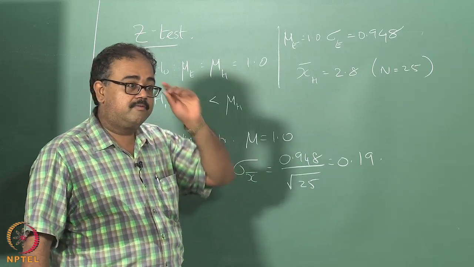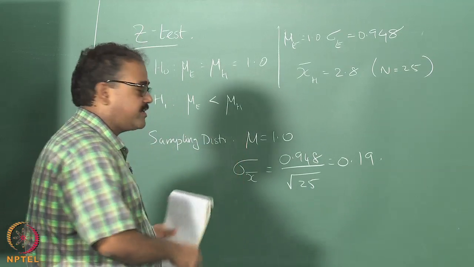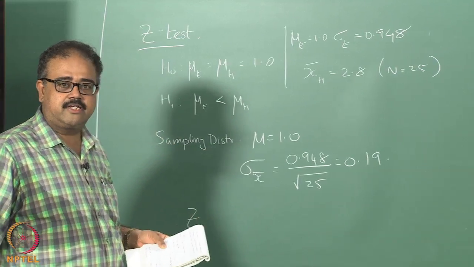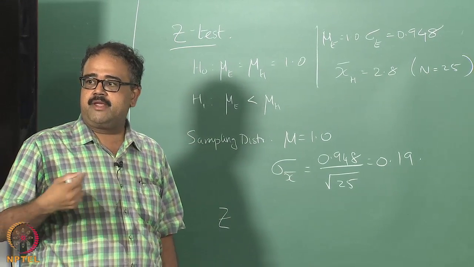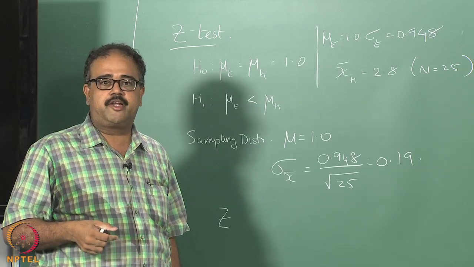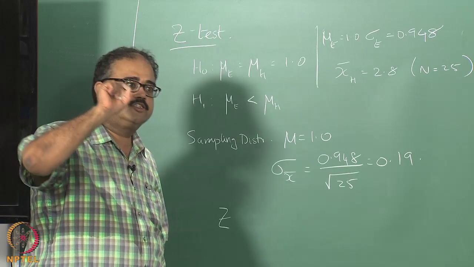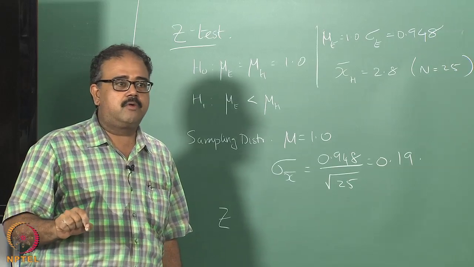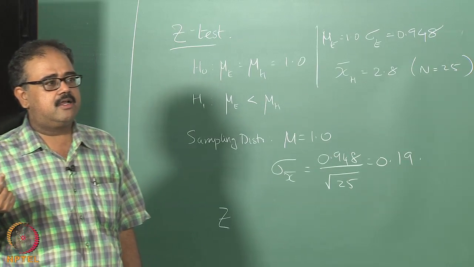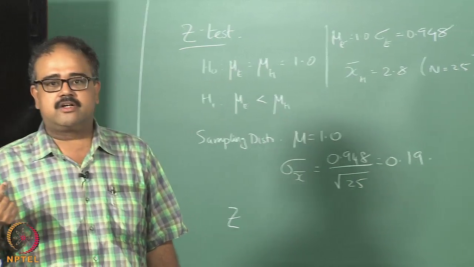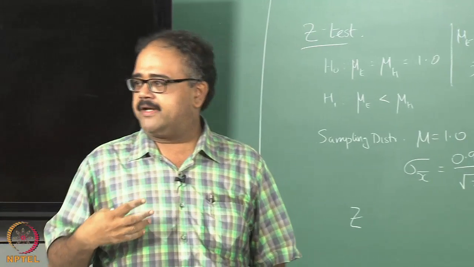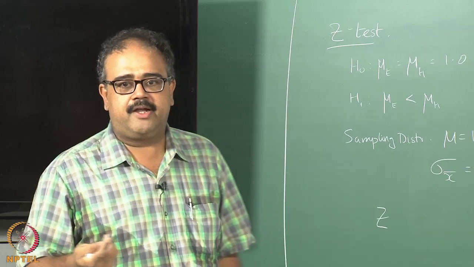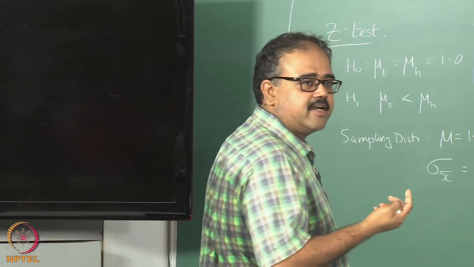But we can also do this in a slightly more convenient fashion. You basically find something called the Z score, which is essentially assuming that your sampling distribution has 0 mean and unit variance. This is called the standard normal, right. So standard Gaussian. So I am going to convert my sampling distribution into a standard Gaussian and then try to find the probability of 2.8 in that standard Gaussian, right.